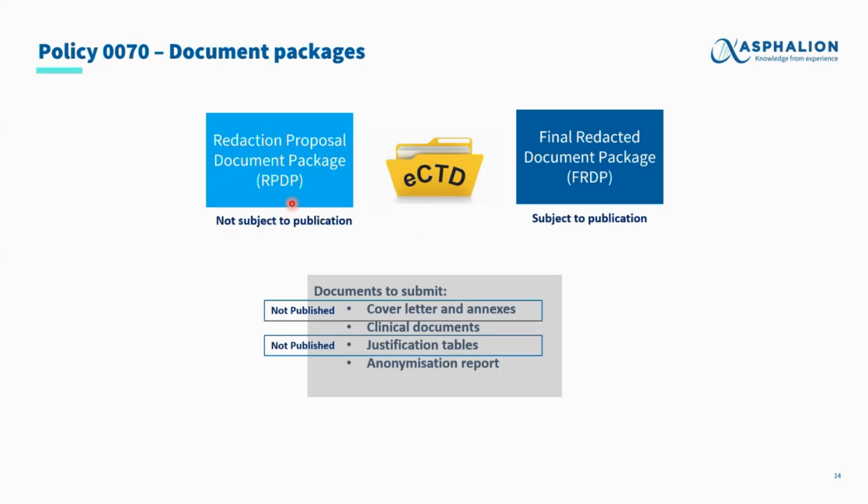One is the redaction proposal document package, where the proposals for redaction and anonymization are sent to the EMA. Then the EMA assesses this proposal, and after they agree, the final redacted document package is submitted with the final proposals already implemented in the documents, and it's not possible to change this proposal. So the documents are fully transformed in this sequence. And these are the documents that are then published in the clinical data publication webpage. There are some other annexes, but of main importance, there are the justification tables and the anonymization report.